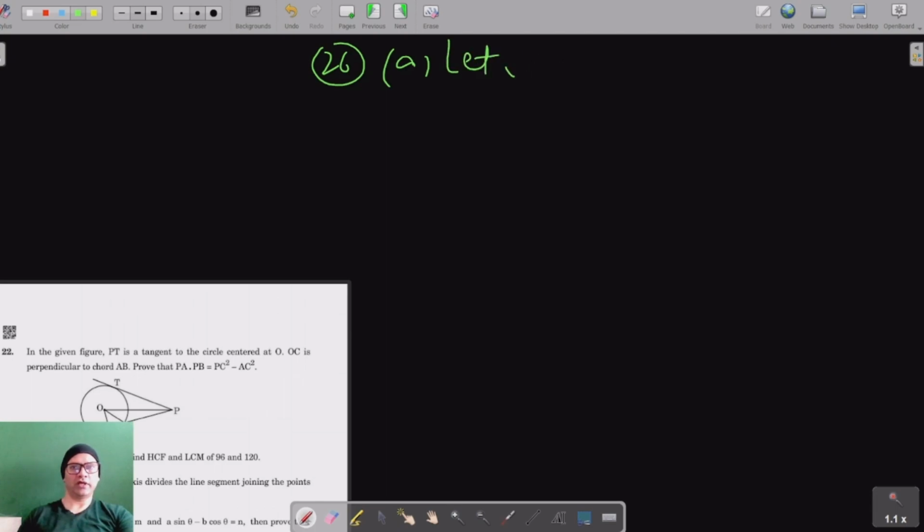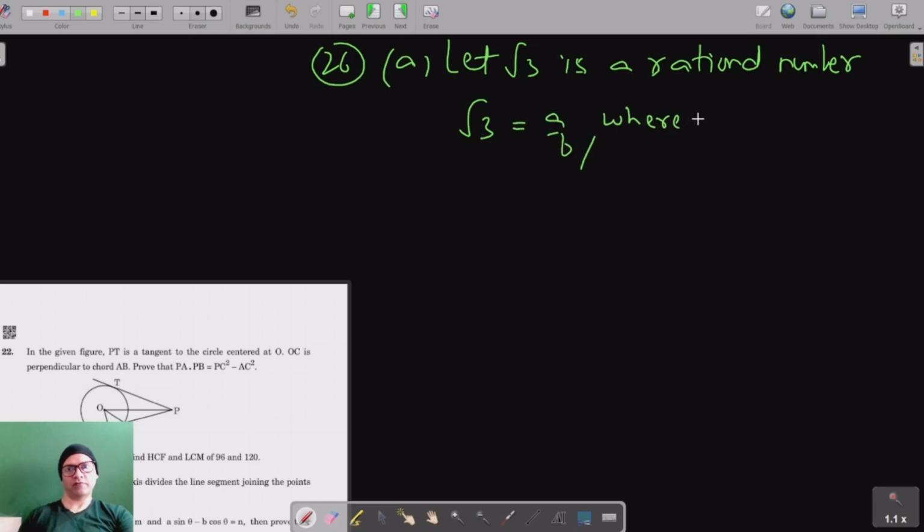So let's assume that root 3 is a rational number. So if root 3 is a rational number, that means root 3 is equal to a by b, where a and b are co-primes. Now, if a and b are co-primes, that means they have no common factor except one, like 2 and 3. So 2 and 3 are co-primes.